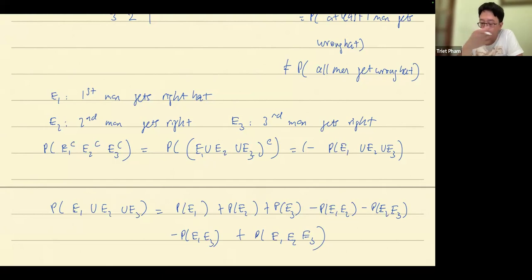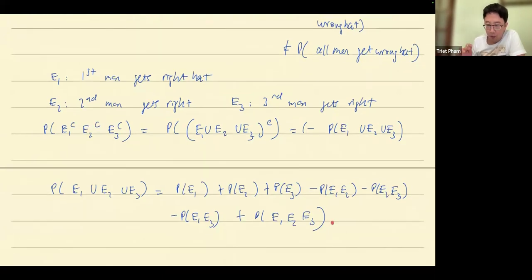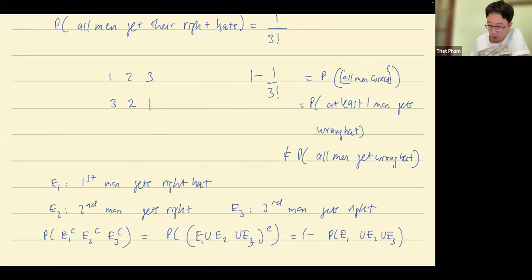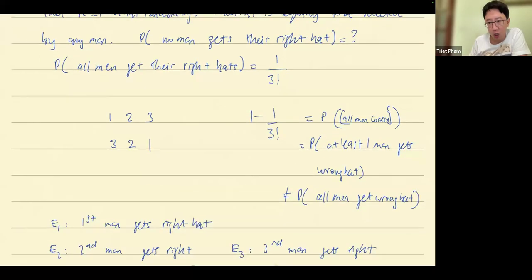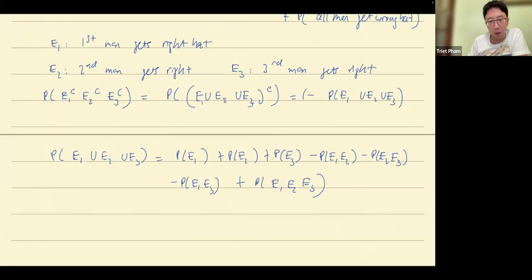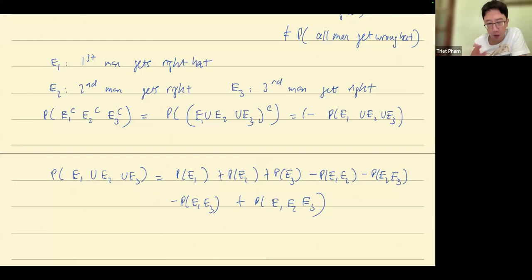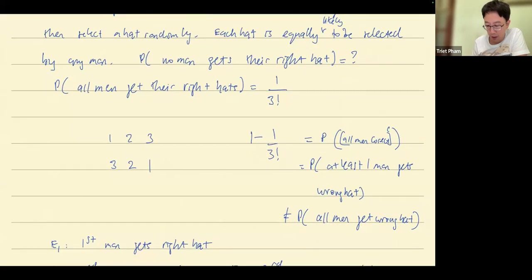All right, so I think we're out of time, so we're going to stop here, and then we'll pick it up right here next time. But what I'm trying to tell you here is that the hat problem is a perfect illustration of the inclusion-exclusion principle at work. Without using the inclusion-exclusion principle, you will not get this answer correctly.